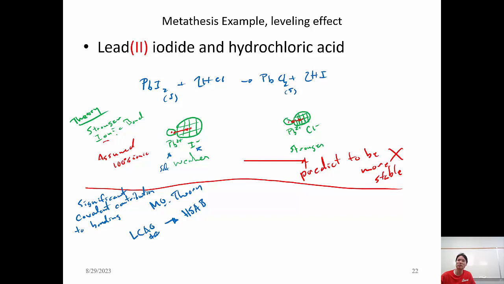Does that make sense? And so it's not that we were wrong. If we assumed 100% ionic, then we would have been correct. But there's got to be a significant covalent bonding interaction here. Not only that, there are other factors that play into this. So our prediction turned out to be incorrect here because we weren't starting off with the correct basic assumption. And so in terms of HSAB, this is a better combination here than this.